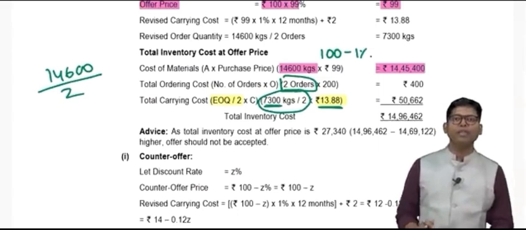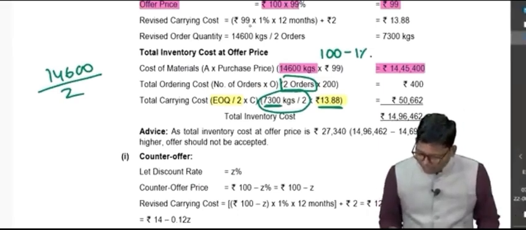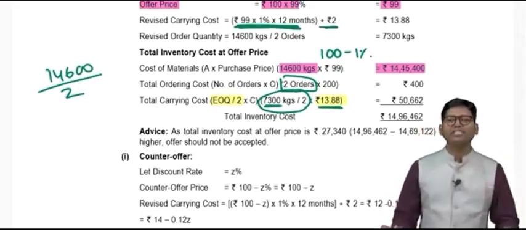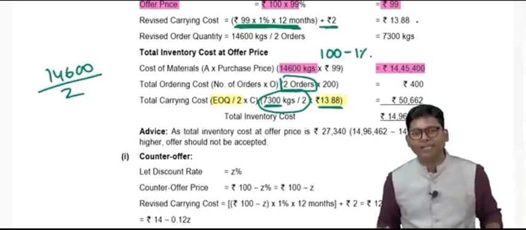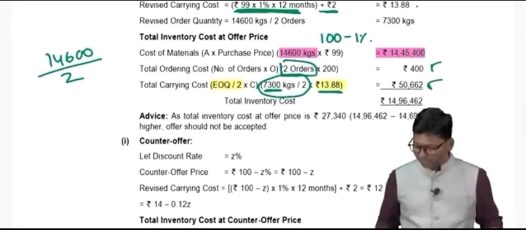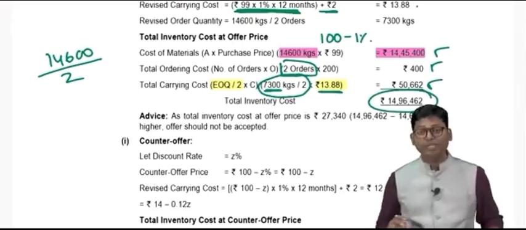Hope you got how to calculate it. It is computed by considering 12% on rupees 99, and in that the 2 rupees flat storage cost is added, and this is how 13.88 is computed. So the total calculation is 50,662, and this is what is called the total cost.